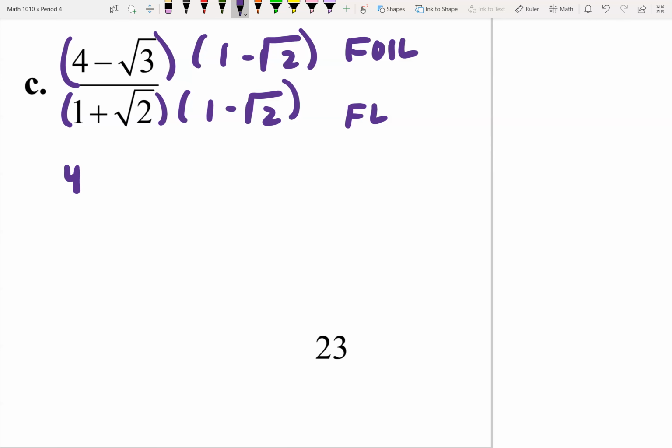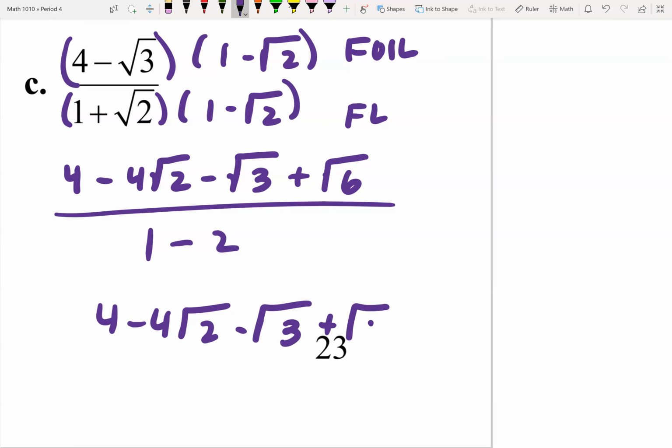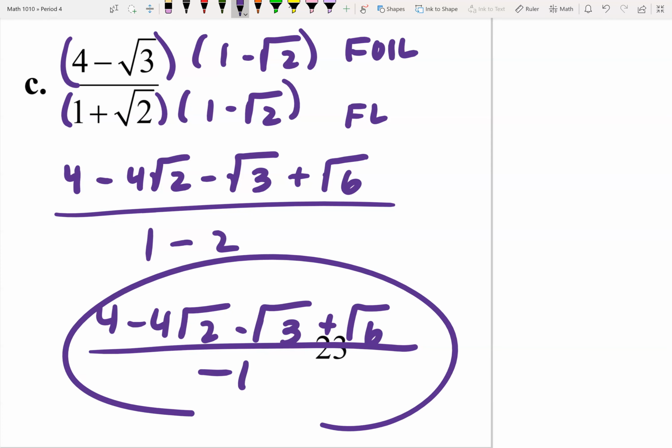Just F and L. You don't have to FOIL. So 4 times 1 is 4. 4 times a negative square root of 2 is negative 4 square root of 2. Inside, negative square root of 3 times 1 is a negative square root of 3. Last, negative square root of 3 times a negative square root of 2. Negative times a negative is a positive. Square root of 3 times the square root of 2 is the square root of 6. On the bottom, 1 times 1 is 1. Positive square root of 2 times a negative square root of 2, that's a negative. Square root of 2 times square root of 2 is 2. So I have 4 minus 4 square root of 2 minus the square root of 3 plus the square root of 6 all over negative 1.